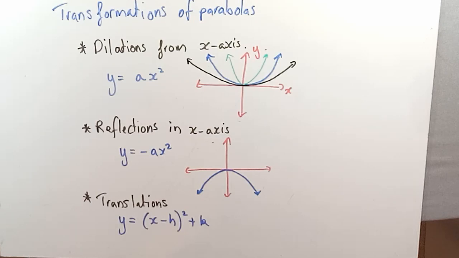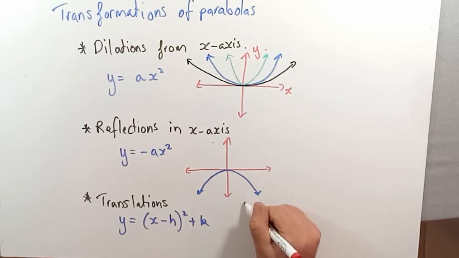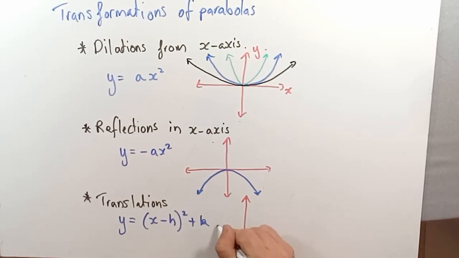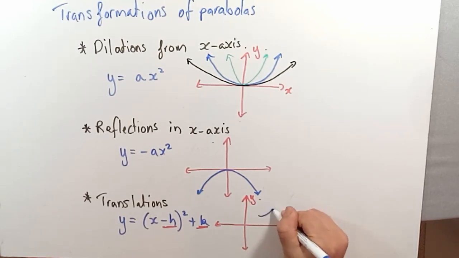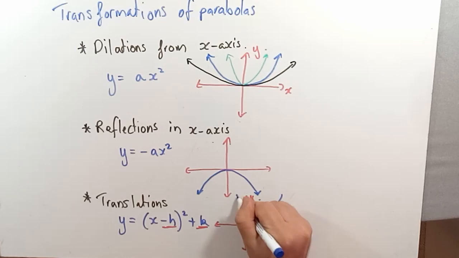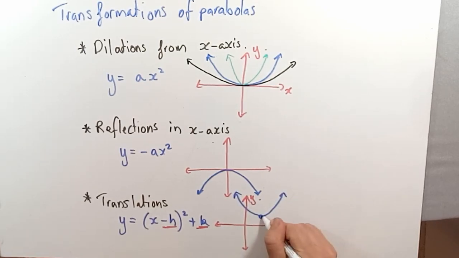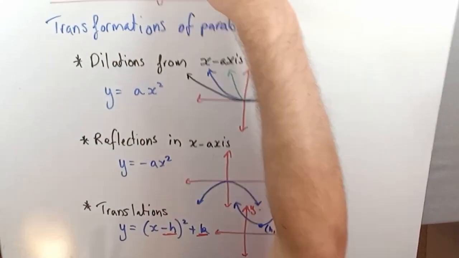And then translated. Okay, so here we've got translated, so this is moved to the right h and up k. So in this case, to the right h if h is a positive number, and up k. Okay, and that's it for transformations of quadratics.